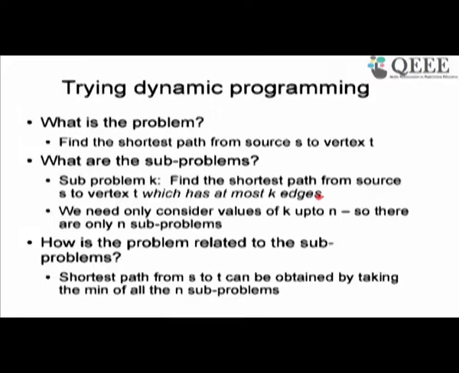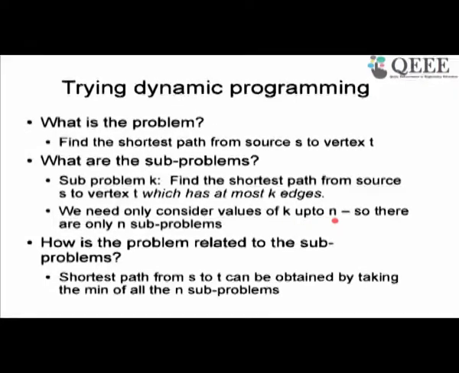At most, this can use K minus 1, K minus 2 edges also. At most K, okay, but can't use K plus 1 edges. So if you want to use K plus 1 edges, you have to go to the subproblem K plus 1. Is that okay? So clearly, in order to do this, you need only look at values of K up to n, right?